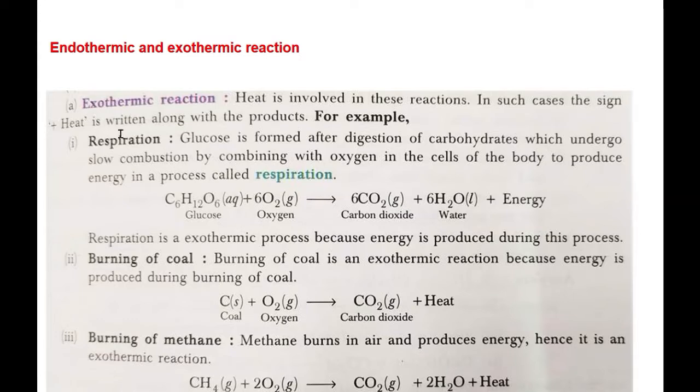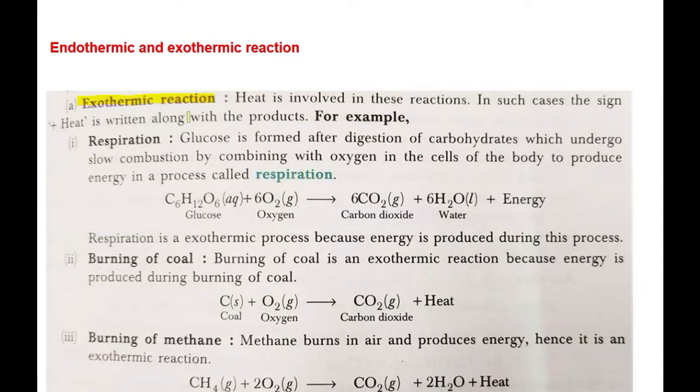First, exothermic reactions. Exothermic reactions, students, are those reactions in which heat is released. Okay, exo means something which is coming out. Therm means heat. So exothermic means heat is coming out from a reaction. That's why it is named exothermic. Remember, exo means something is coming out. So heat is evolved in these types of reactions.